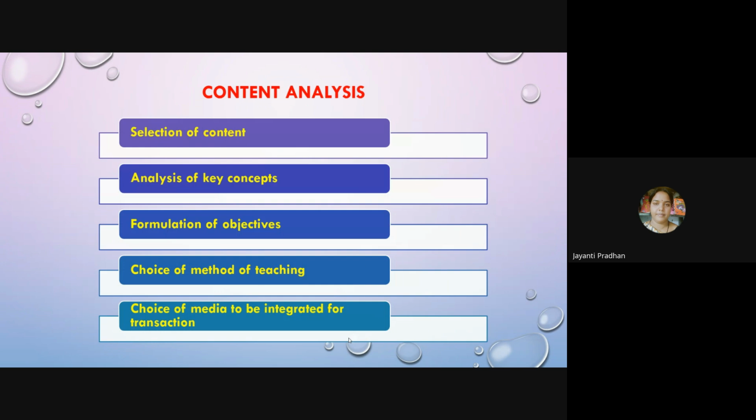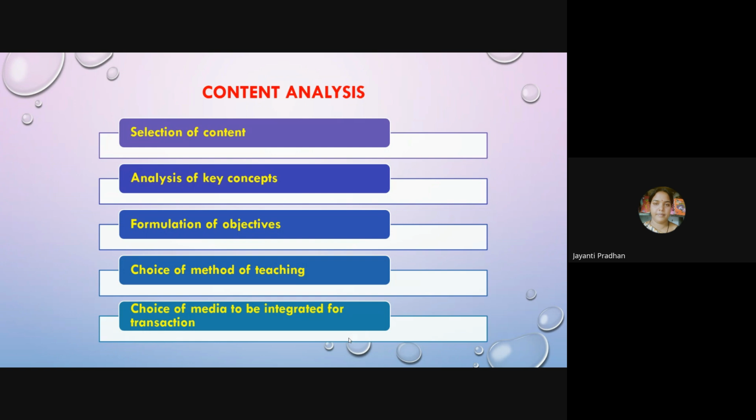Now we have selected the content and formulated the objective. Now, content analysis. In that selection of content, analysis of key concepts. So before going to implement, the content must be analyzed. What is placed in the content? So, analysis of key concepts. What kind of concepts and sub-concepts are there in the content?